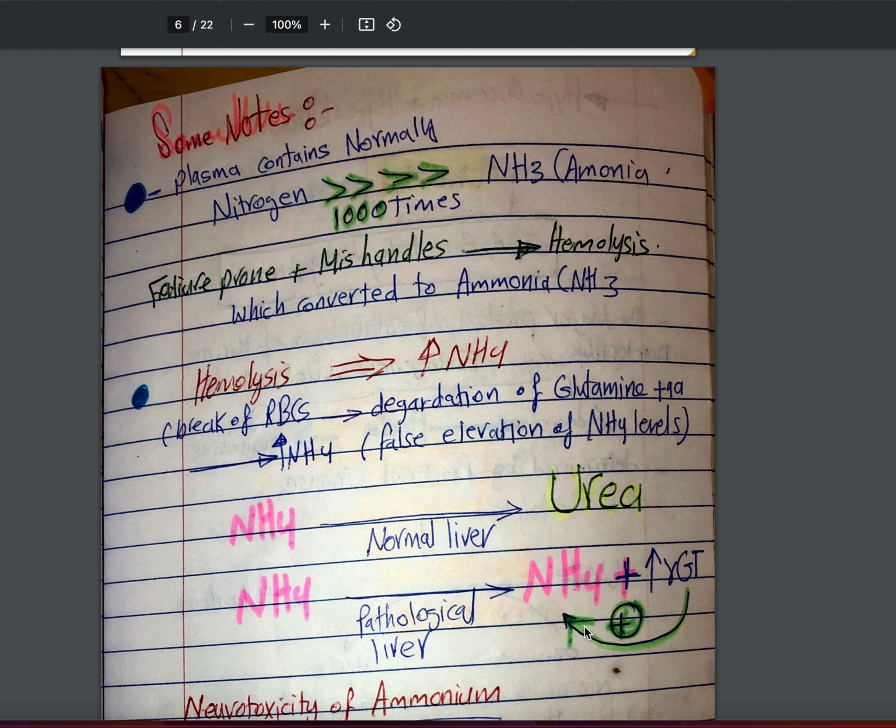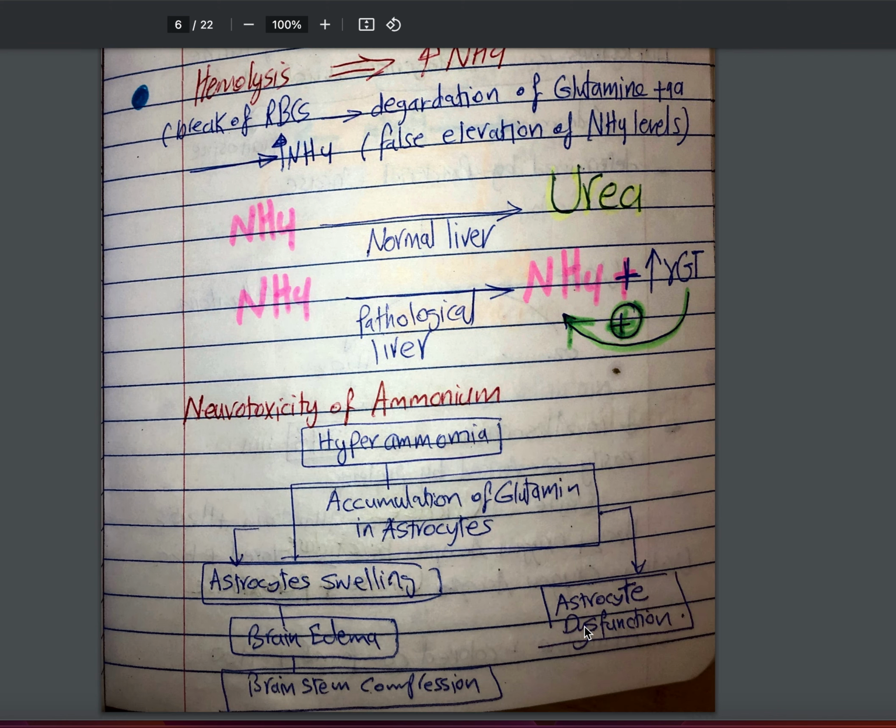So if we are talking about hemolysis, that will lead to an increase in the level of NH4. We see the mechanism: it's destruction of the RBCs, so it causes destruction of the amino acids and the proteins that are present in the RBCs, which leads to the production of glutamine, which increases the level of NH4. In the normal liver, that is turned to the urea. In the pathological liver, it will stay as NH4.